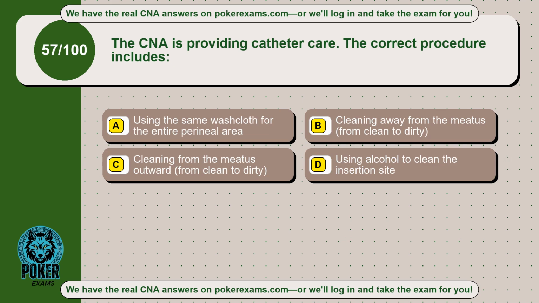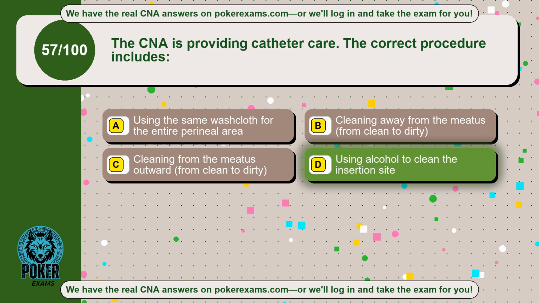Question 57. The CNA is providing catheter care. The correct procedure includes: Option A. Using the same washcloth for the entire perineal area. Option B. Cleaning away from the meatus, from clean to dirty. Option C. Cleaning from the meatus outward, from clean to dirty. Option D. Using alcohol to clean the insertion site.